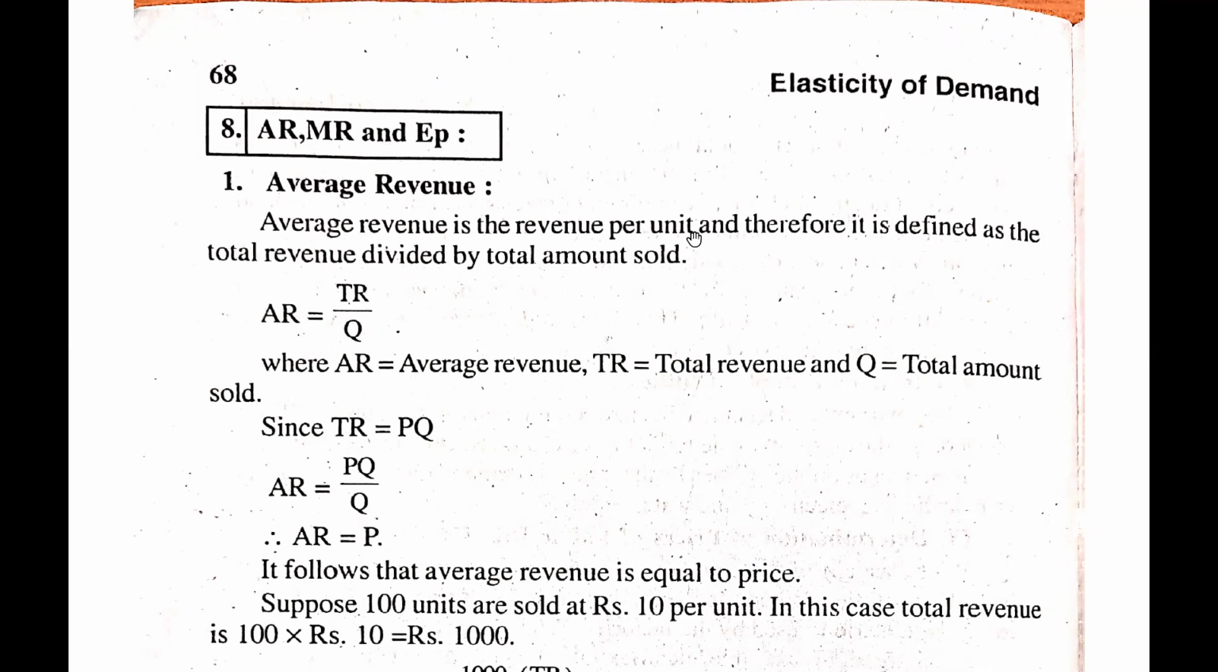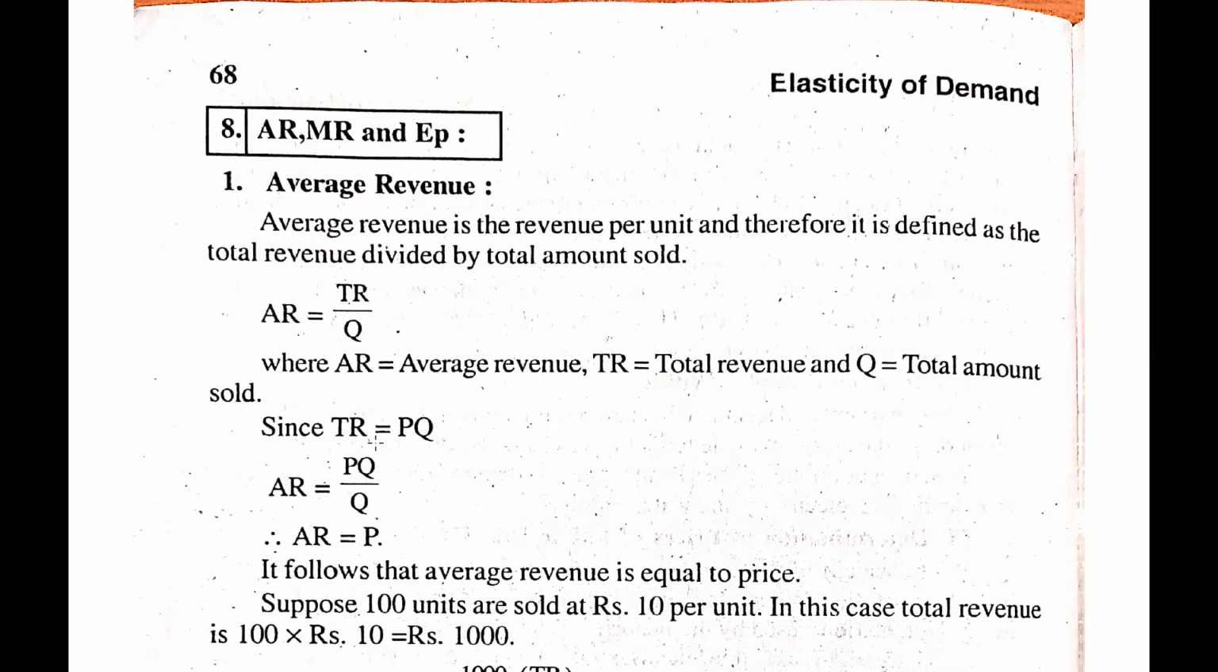Average revenue is the revenue per unit, and therefore it is defined as the total revenue divided by total amount sold. So guys, here we have the formula: average revenue means total revenue divided by quantity. Total revenue, as I have already told you, means suppose the price is rupees 10 and I sold 100 units, then my revenue will be 1000 rupees, because 100 into 10 is 1000. Where AR stands for average revenue, TR stands for total revenue, and Q stands for total amount sold. So guys, you need to focus on that: Q stands for total amount sold.